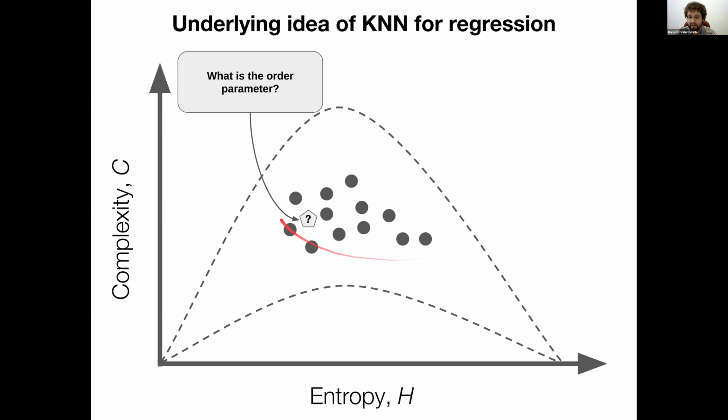So you look into the neighborhood of this new point, and you estimate the average values of the order parameter in the neighborhood of this new point. And this will be our estimate for the order parameter of the new image. And basically that's it. That's all we need to know about the KNN to proceed.